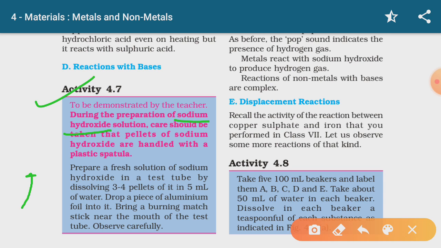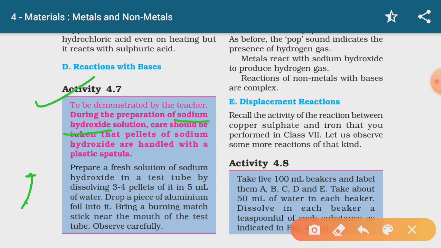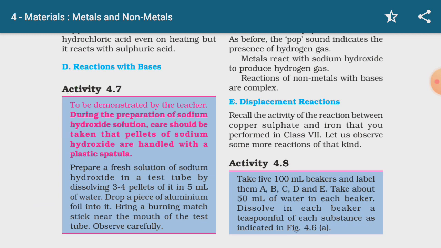Drop a piece of aluminium foil into it. Aluminium is a metal. We want to check what happens when metals react with the bases. So for that we have used sodium hydroxide solution, and we have added the water. Bring a burning matchstick near the mouth of the test tube and observe carefully. Whenever we bring the matchstick near the test tube and the pop sound comes out, that shows that hydrogen is released.